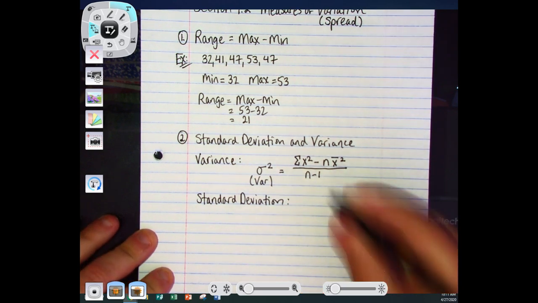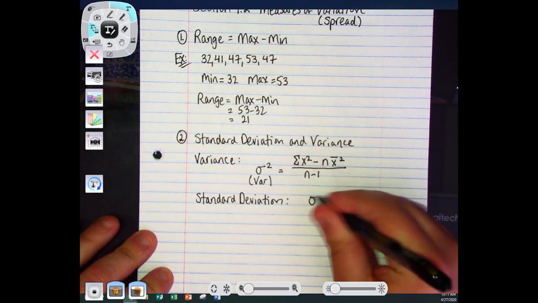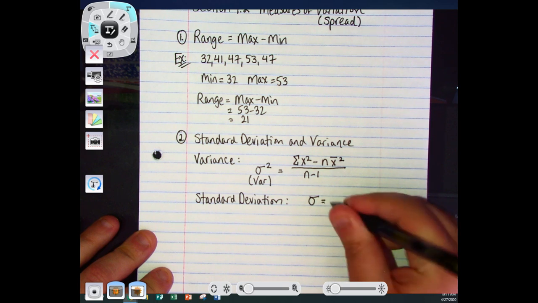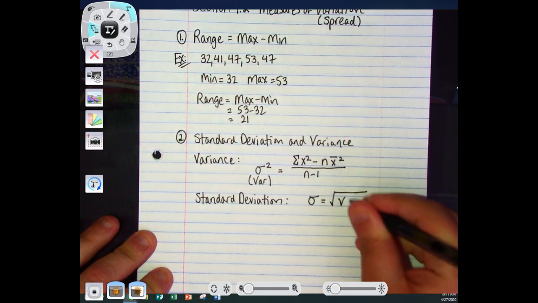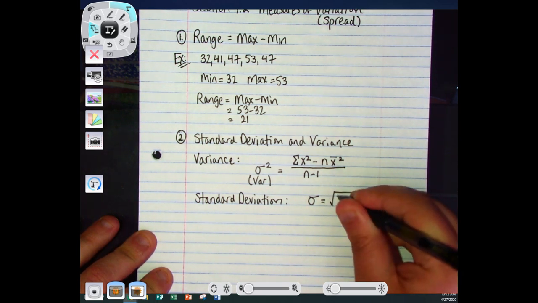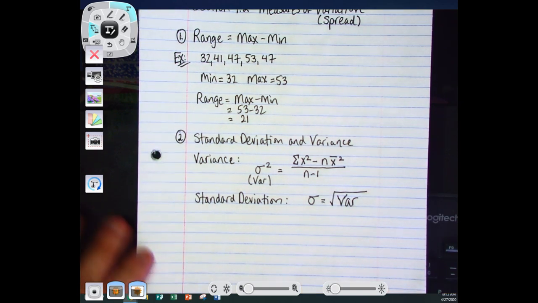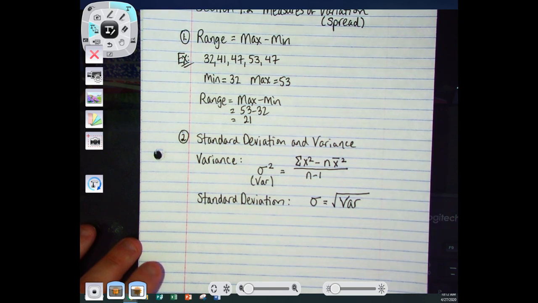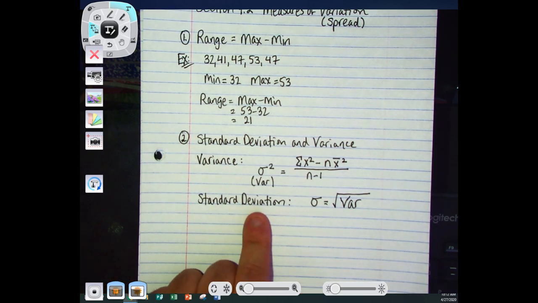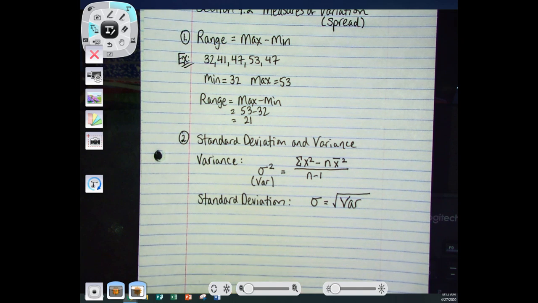Standard deviation, again, is sigma, and essentially, it's the square root of the variance. So we would take the square root of whatever this answer is. Okay. Now, this is the most commonly used measure of variation. It looks at the measure of the variation from the mean, so it's very particular.